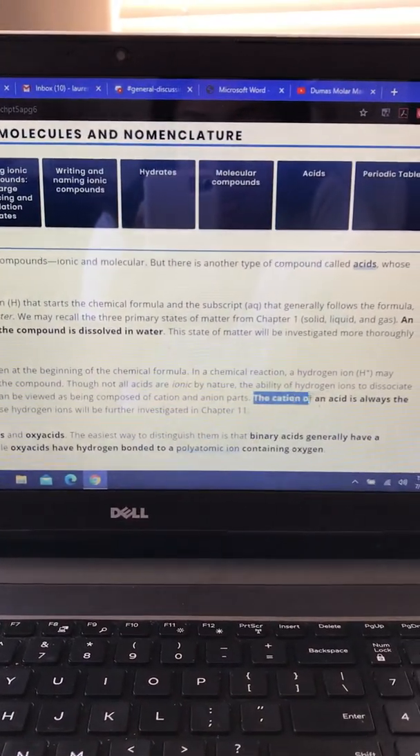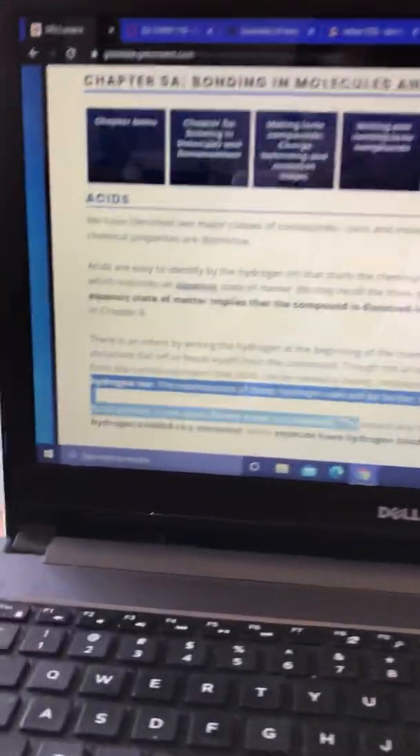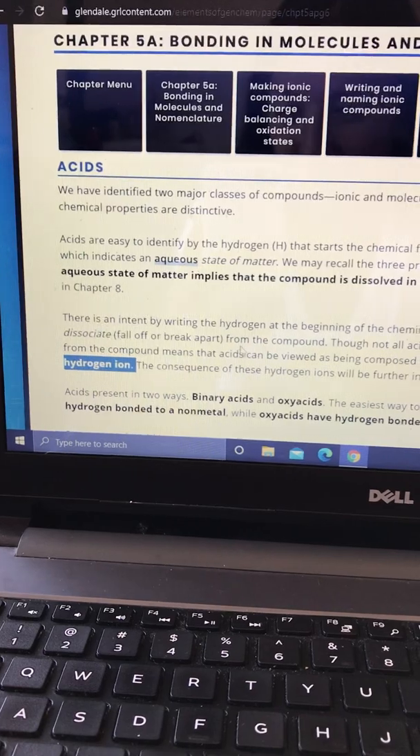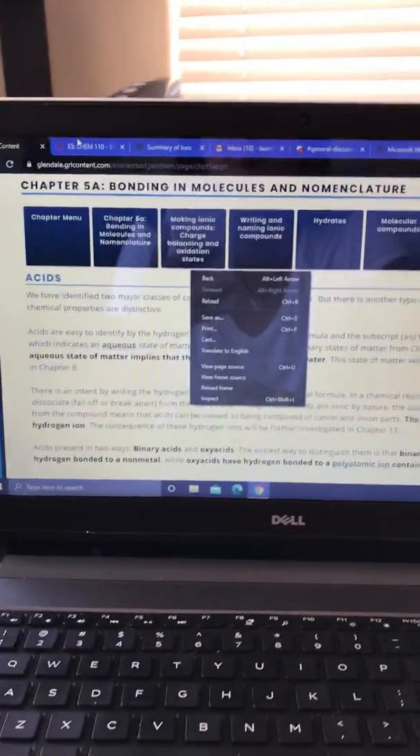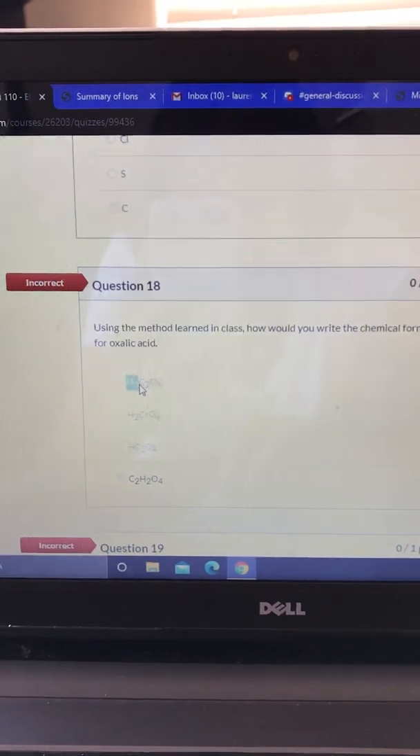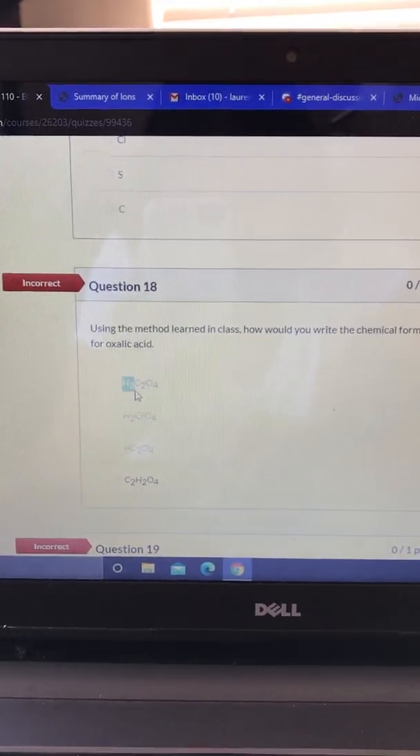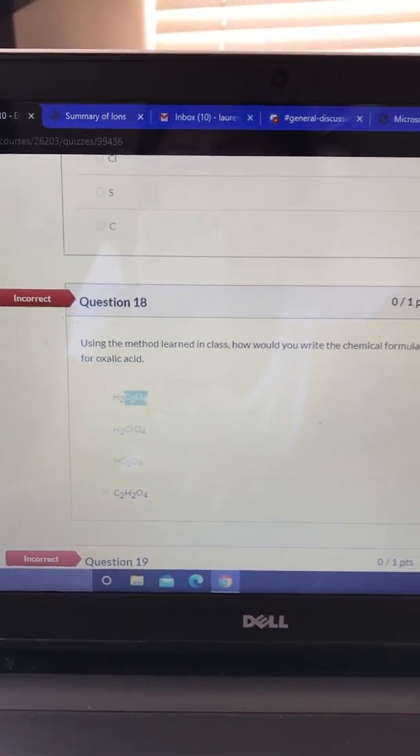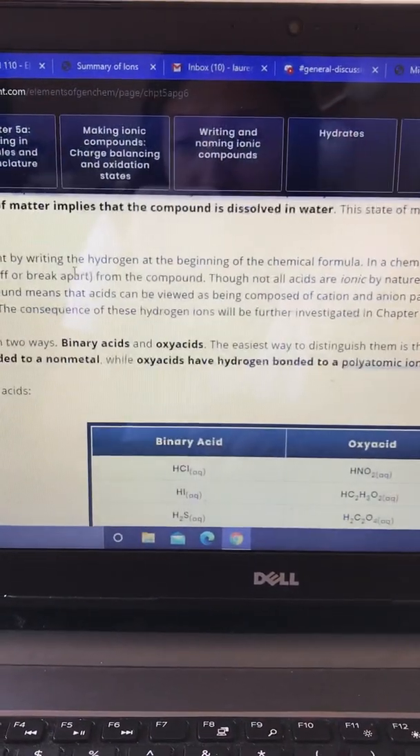The cation of an acid is always the hydrogen ion. So our chemical formula is going to be in two parts, this hydrogen being the cation, this being the anion. Now, let's go back one more time.